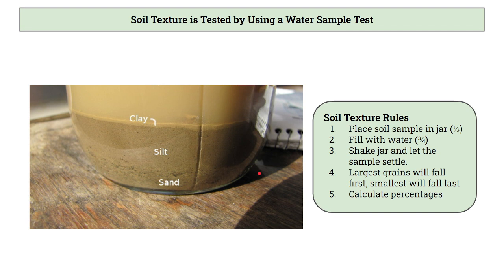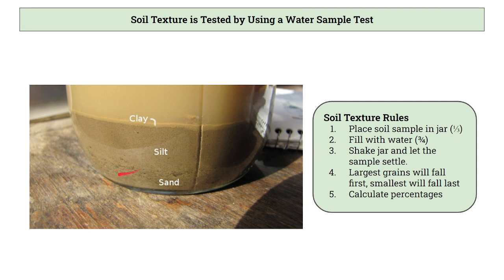Now, how do we test for soil texture? Well, we use something called a water jar sample. So essentially what we do, and you'll be doing this in class next week, so I'm just going to quickly run through it. We take a sample of soil, like we see here. We put water into it, and then we shake the soil sample up until all of the soil is suspended in the water. We then let it sit and give it 24 hours to settle.